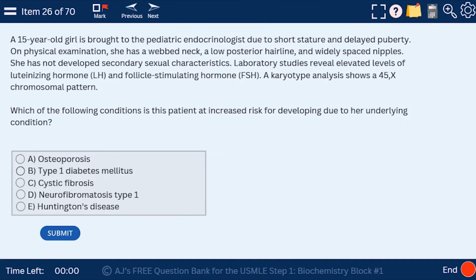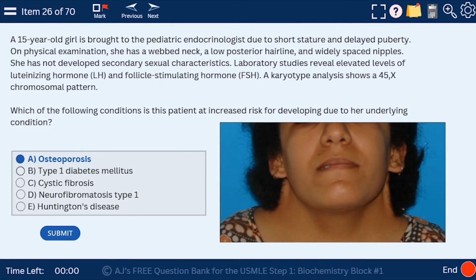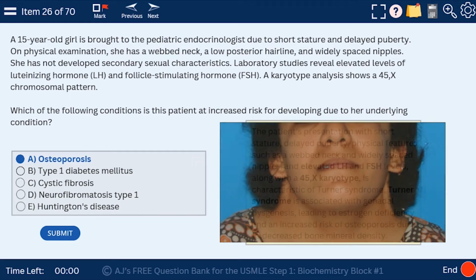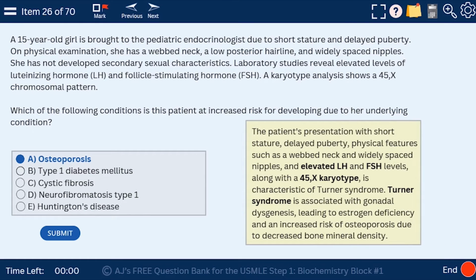Question 26. 15-year-old girl who has symptoms of Turner syndrome, which is associated with osteoporosis, which you can read about over here. Turner syndrome, osteoporosis due to decreased bone mineral density.